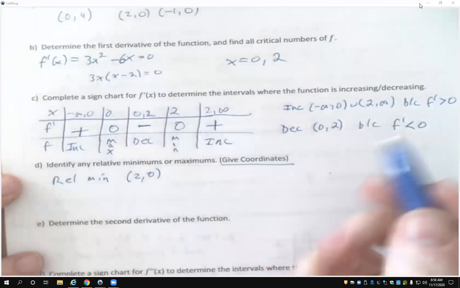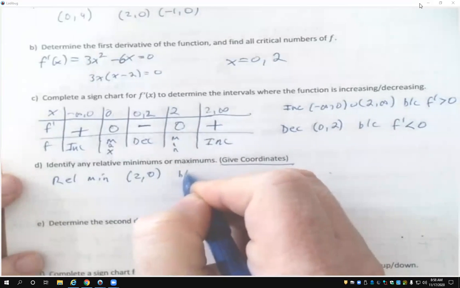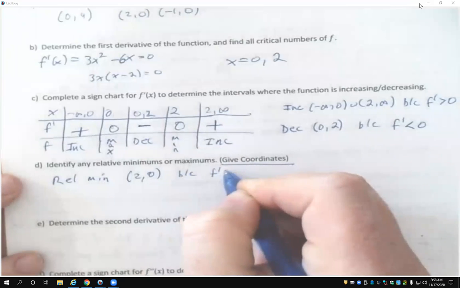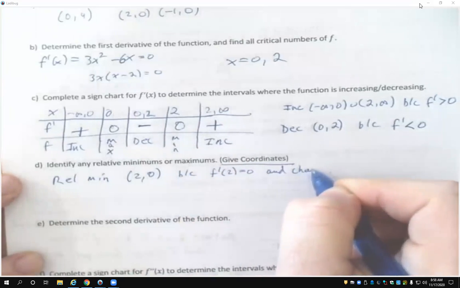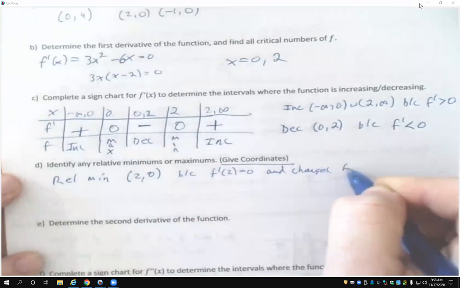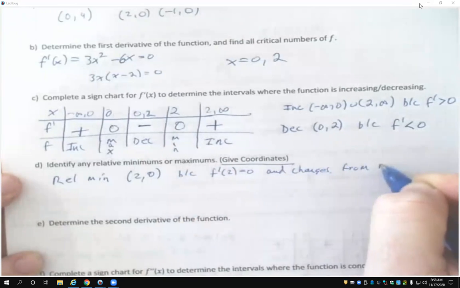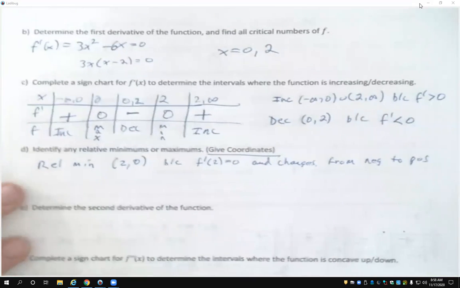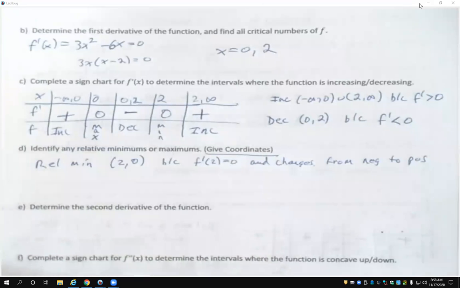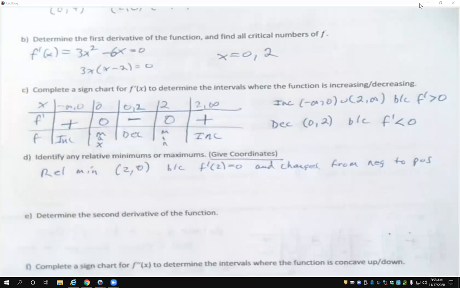Okay, and we justify that by saying because f prime of 2 equals 0 and changes from negative to positive. That's our justification for a min and a max, just like we did back there on question 1.